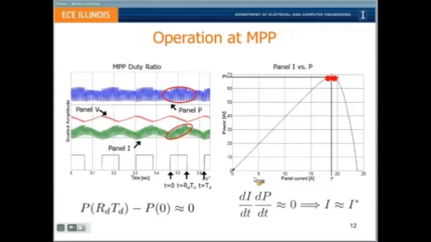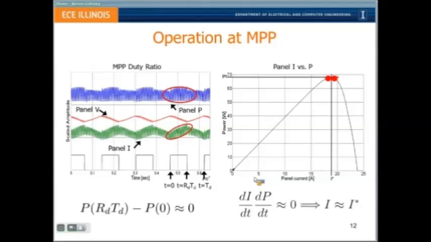Now, when we're operating at maximum power point, the average power flowing into the panel is roughly constant over the interval. This is effectively, we're just bouncing back and forth around the maximum power point of the panel as we transition in our duty ratio, again giving us basically a constant average power.